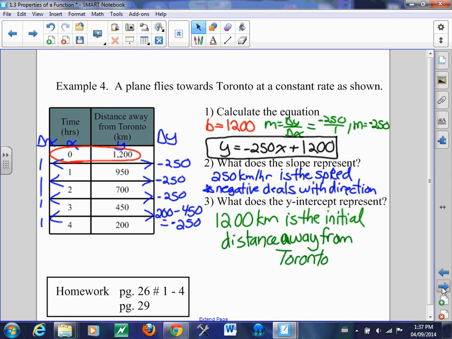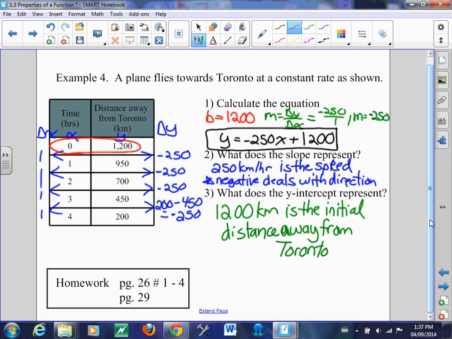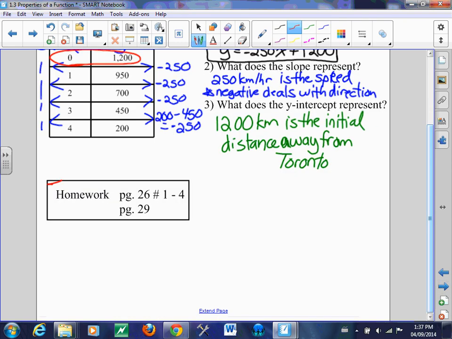Awesome. All right, ladies and gentlemen, here's your homework. Got two different pages here. Page 26, numbers 1 to 4, and page 29, I think it's just a reading activity, or just one inquiry there.